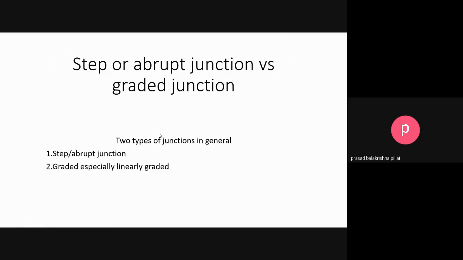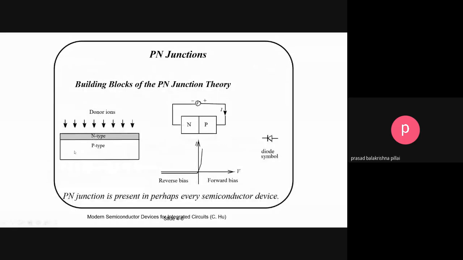So when we talk of PN junctions, we very often come across two types of junctions. One is the step or abrupt junction, and the other one is graded. This is a classic case of a step junction or an abrupt junction. Let us try to understand the meaning of an abrupt junction. Why is it known as an abrupt junction?